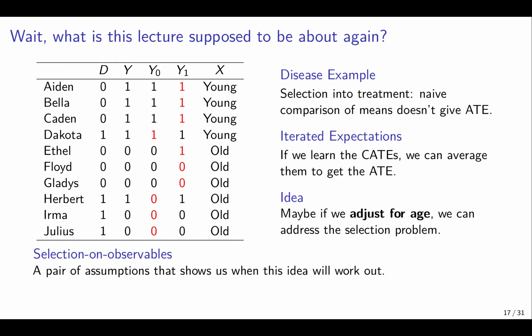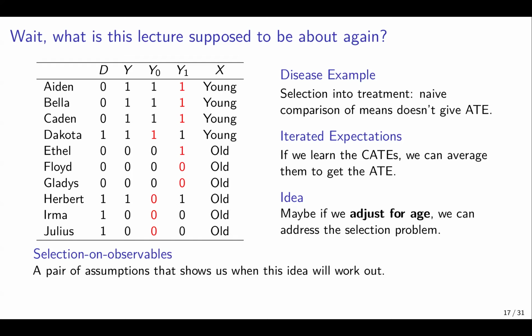But before we do that, I want to just review what we've seen so far in this example. First of all, in the disease example, there is selection into treatment. So the old are more likely to be taking this drug. So you can see that among the people who take the drug, we've got Dakota, Herbert, Irma, and Julius. Well, only Dakota is young. The rest are old. But it's also the case that the old, well, they have systematically different potential outcomes than the young.